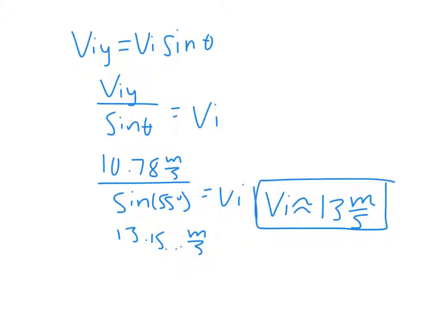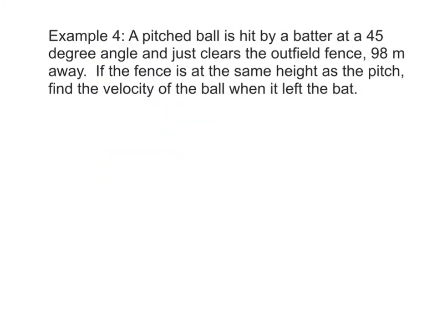I'll do one more example, again a little bit tougher, and then we'll do more practice. Okay, in the last example, a pitch ball is hit by a batter at a 45-degree angle and just clears the outfield fence 98 meters away. If the fence is at the same height as the pitch, find the velocity of the ball when it left the bat.